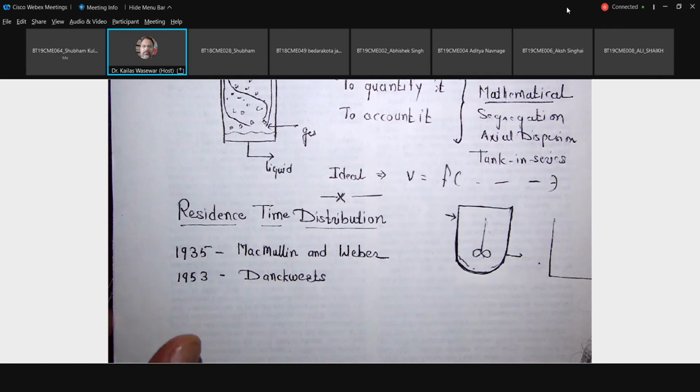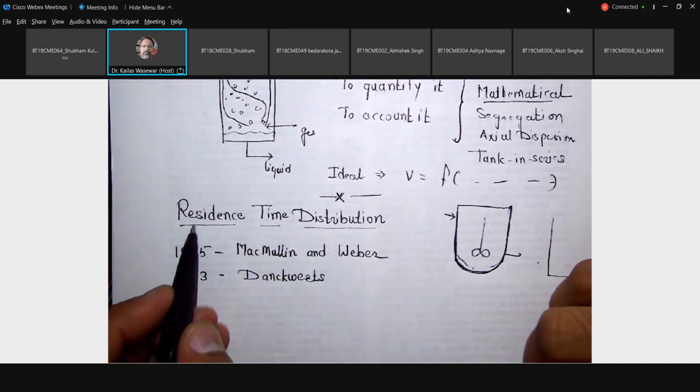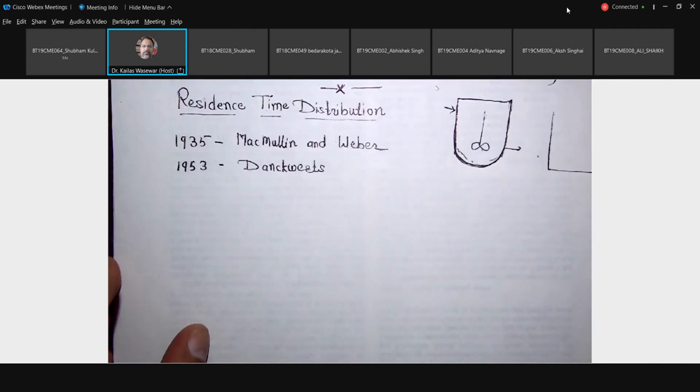So the definition of the ideal reactors we have seen. Residence time distribution will directly affect the performance of the reactor. So now we'll go for certain methods of residence time distribution. How can we find out the residence time distribution? Here, you should make it clear that residence time distribution is the distribution of the time spent by the particular molecules in the reactor.